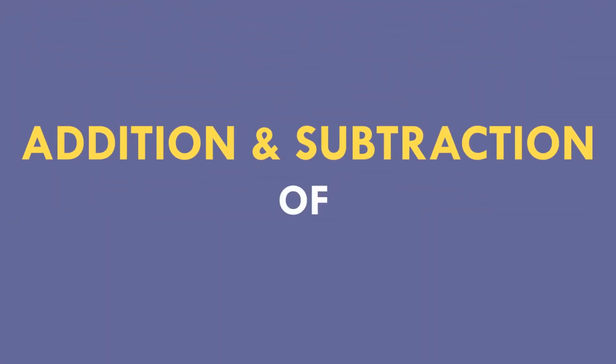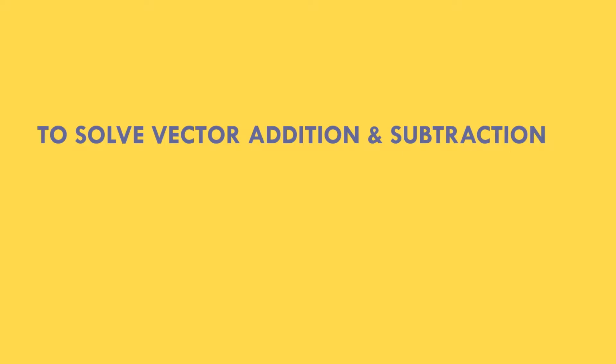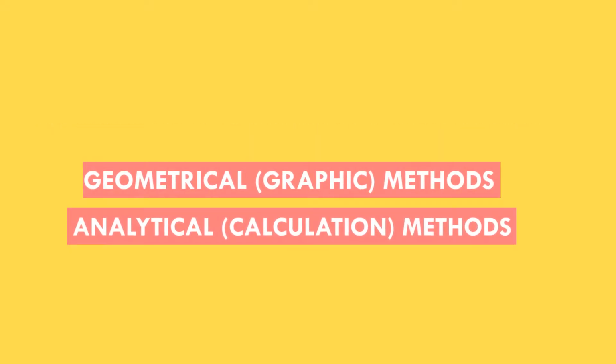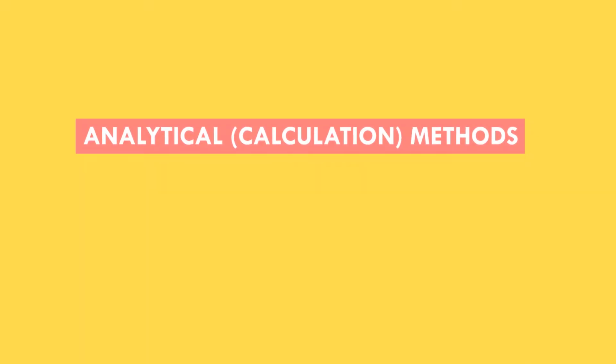Addition and subtraction of 2D vectors by analytic method. In general, there are two methods normally utilized in solving vector addition and subtraction. These methods are geometrical and analytical methods. In this course, we will focus on the analytic method because it is faster and more precise.